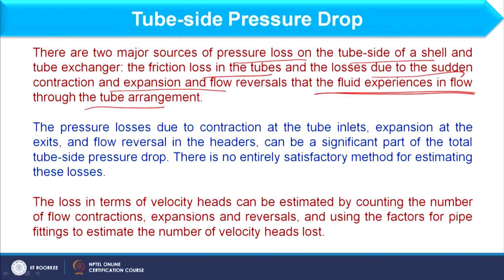Now, what is the meaning of this? If I consider the pressure drop in either shell side or tube side, what am I basically considering? I am considering the frictional loss when the fluid is moving from one side to another, and that frictional loss causes a pressure drop in the exchanger, in tube side or shell side.